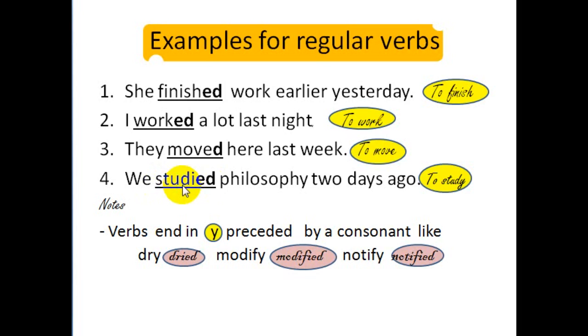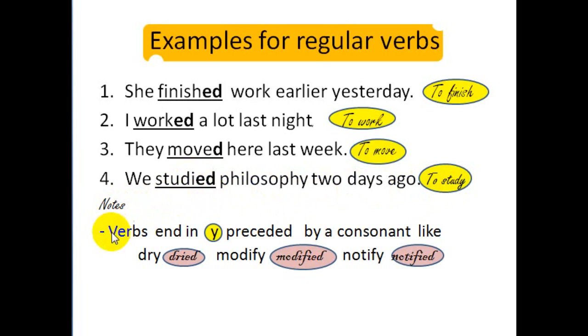Look, pay attention to this verb. So the infinitive is to study. The verb finishes in y. In here we have no y, but we have i. It means that in the simple past, for the verbs that finish in y, and this y is preceded by a consonant, we change the y into i, then we add the ed. This is the simple past of such verbs.